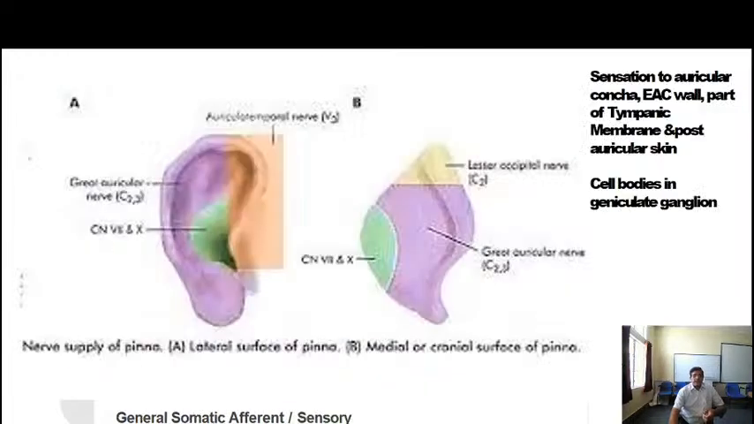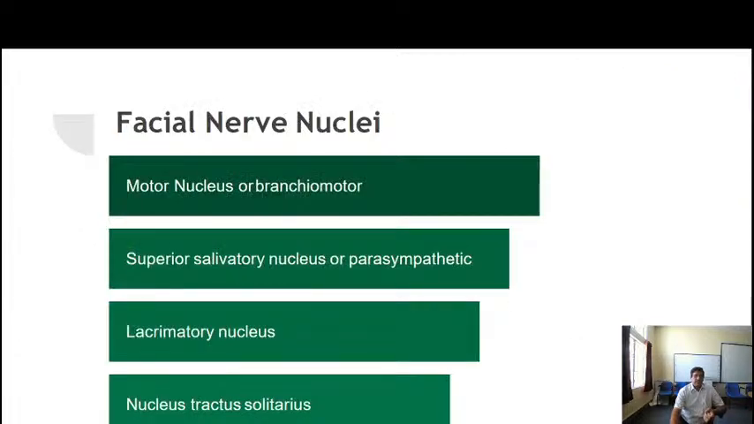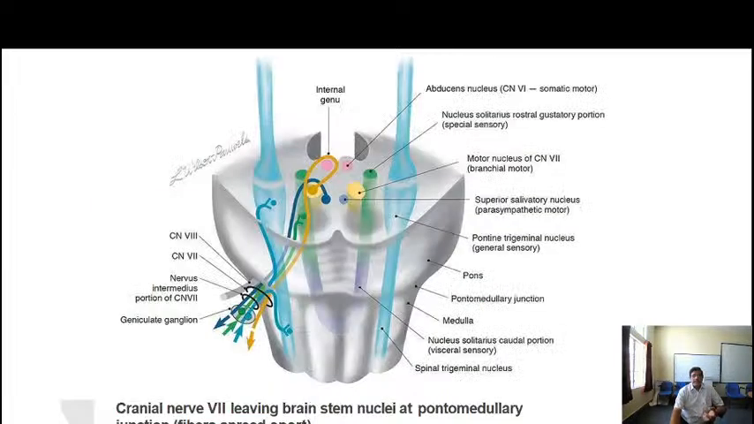So now we'll try to see the various nuclei that represent the motor nucleus, superior salivatory nucleus, lacrimatory nucleus, tractus solitarius. Let's see a diagram and then try to understand where exactly these are situated. As you see in the diagram, you will be able to see the section at the medulla oblongata, the pons, and just try to follow these.